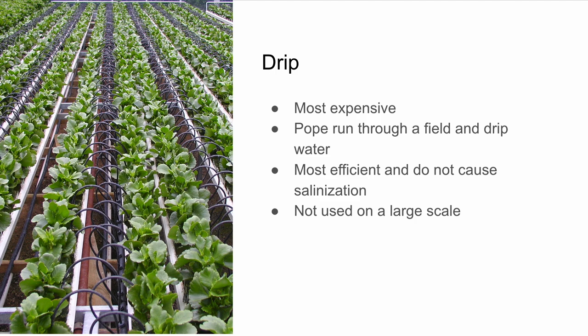And then finally, there's drip irrigation, which is the most expensive type of irrigation. So pipes run through a field and drip water to the plants. It's the most efficient, but it's also very expensive, so it's not often used on large scale. However, it's better than the other because it does not cause salinization.